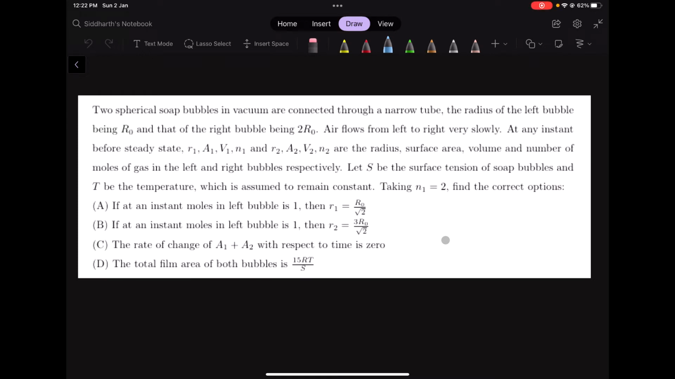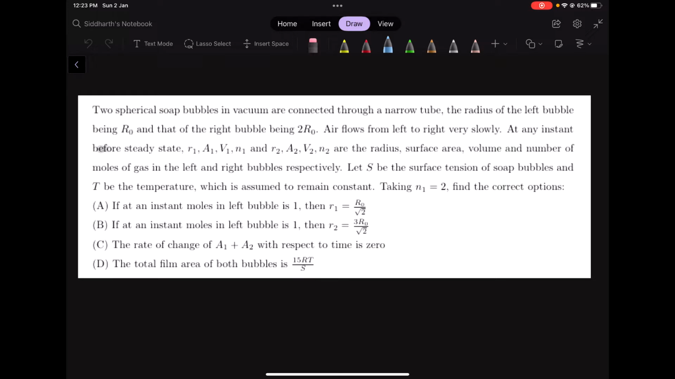Hello everyone. Today let's solve a question in fluid mechanics. So let's read the question. Two spherical soap bubbles in vacuum are connected through a narrow tube. The radius of the left bubble is R0 and that of the right bubble is 2R0. Air flows from left to right very slowly.